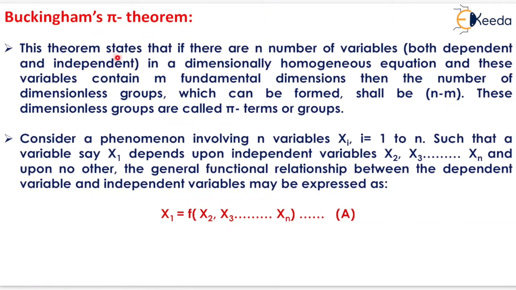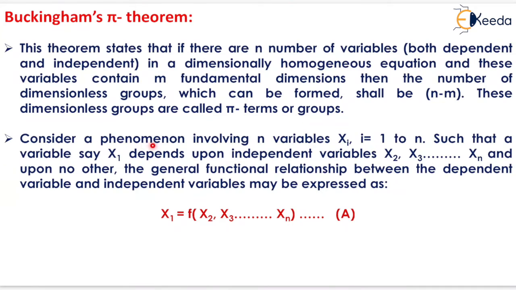This theorem states that if there are n number of variables, that is both dependent and independent, in a dimensionally homogeneous equation, and these variables contain m fundamental dimensions, then the number of dimensionless groups which can be formed shall be n minus m. These dimensionless groups are called pi terms or groups.